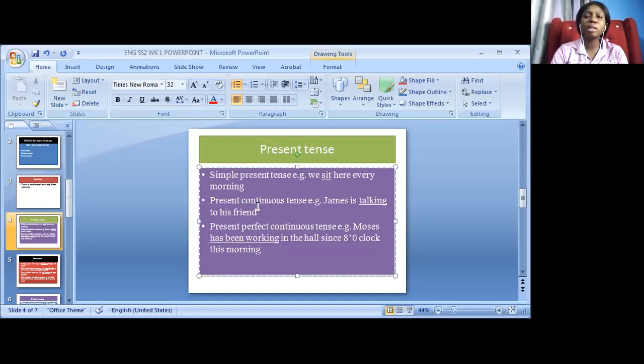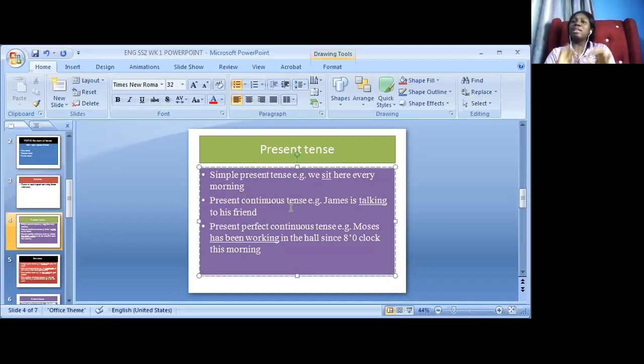All right, we go to the second subdivision of the present tense. That's the present continuous tense. The present continuous tense, just like the keyword that we have there, continuous.